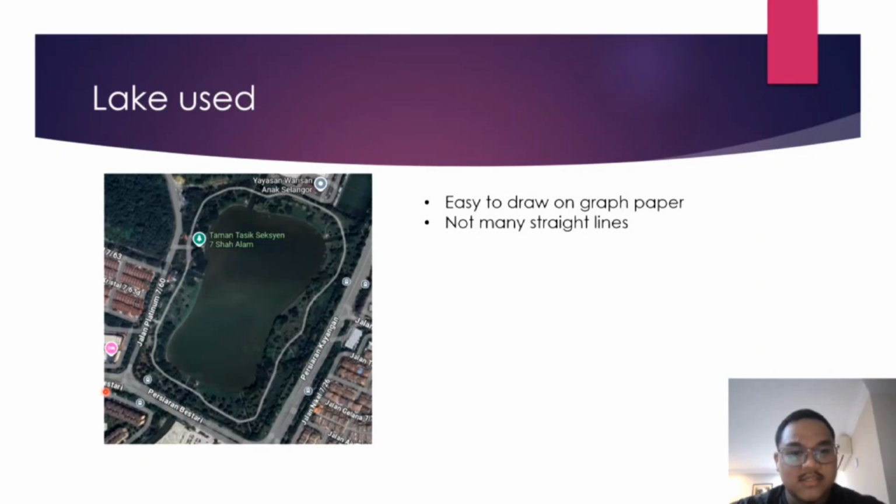So this is the image of the lake that we use, which is located at Section 7, Shah Alam. The reason we use this lake is, one, it has a very uniform shape, so it's easy to redraw on graph paper. And second, it doesn't have a lot of straight lines, which reduces its error.